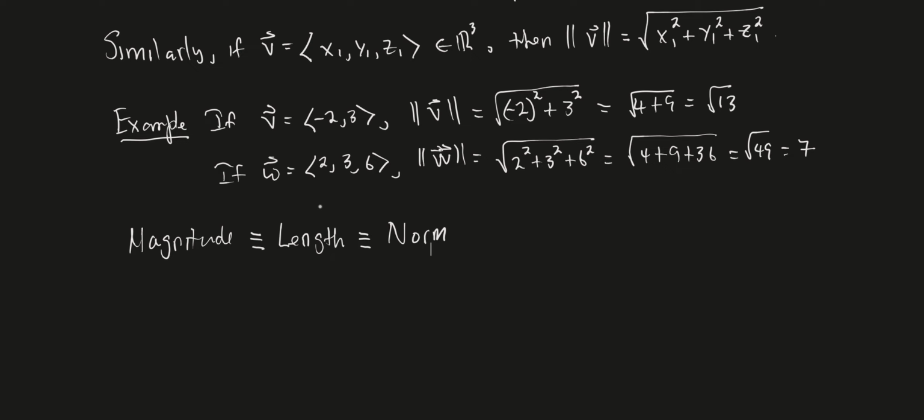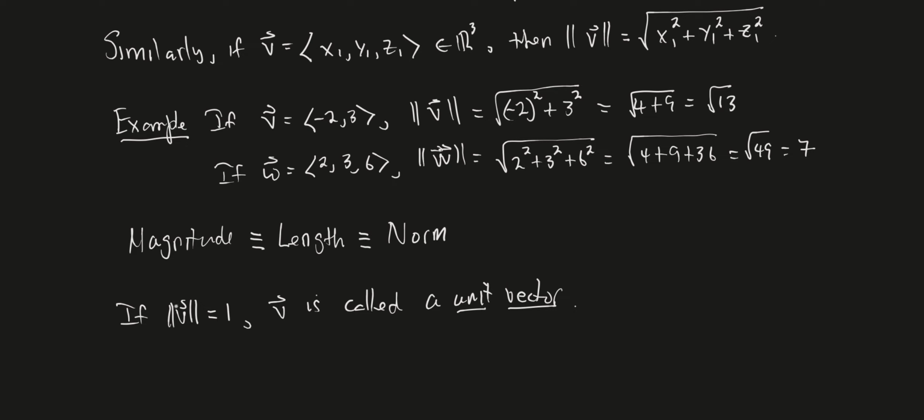Now, if the magnitude of V happens to be equal to 1, then this is a special kind of vector, and we refer to it as a unit vector. The word unit referring to the number 1. So if the magnitude of V, or the length of V, or the norm of V is equal to 1, V is called a unit vector, right? For the unit representing 1.